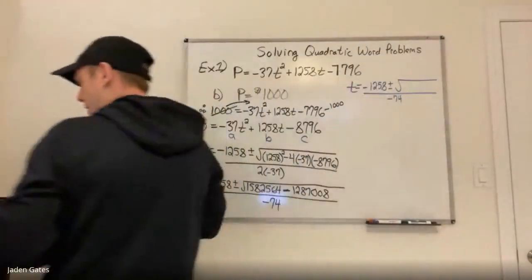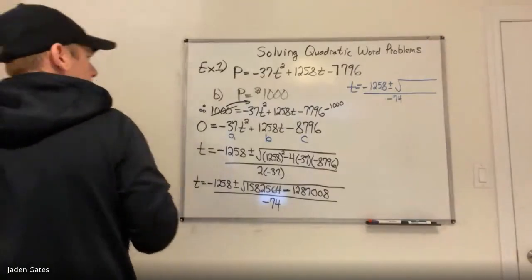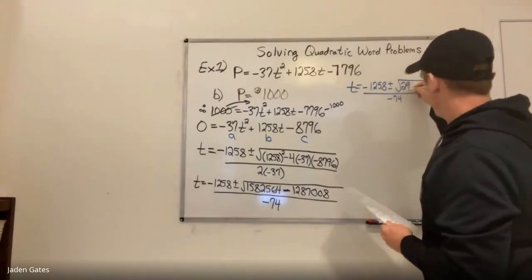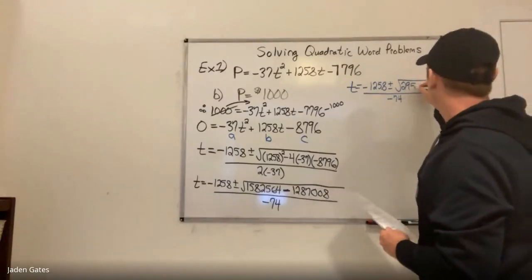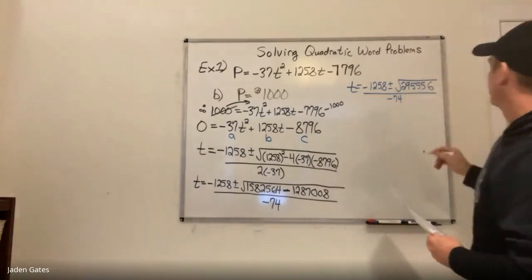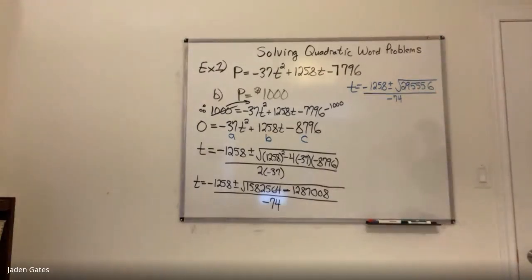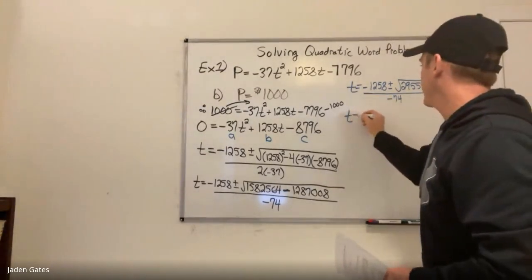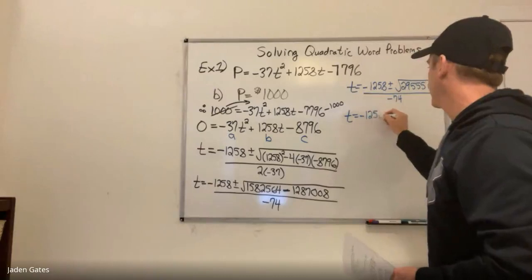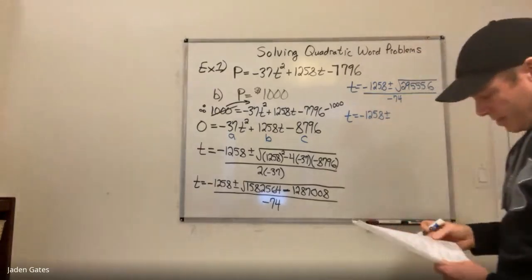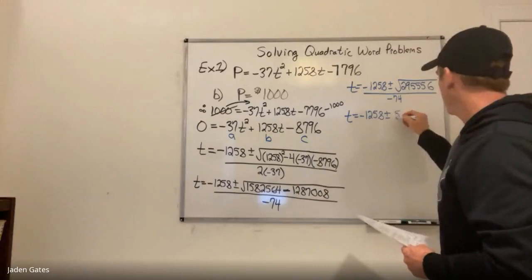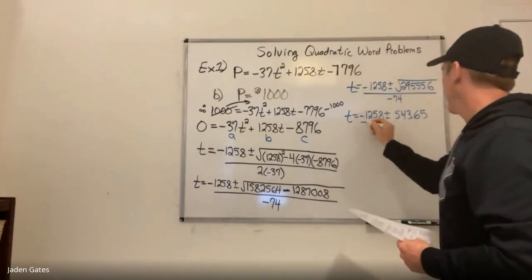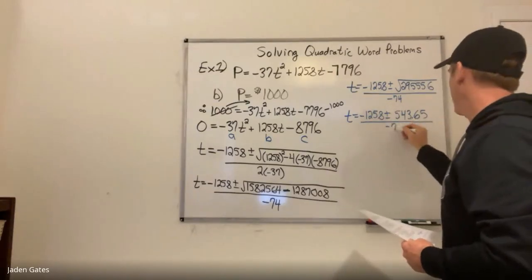All right, so I take those two numbers, I subtract them, and I'm getting another big number, 295,556. There we go. All right, then I'm going to take the square root of that. So again, I'm going to have t equals negative 1258 plus or minus, that number is 543.65 divided by negative 74.